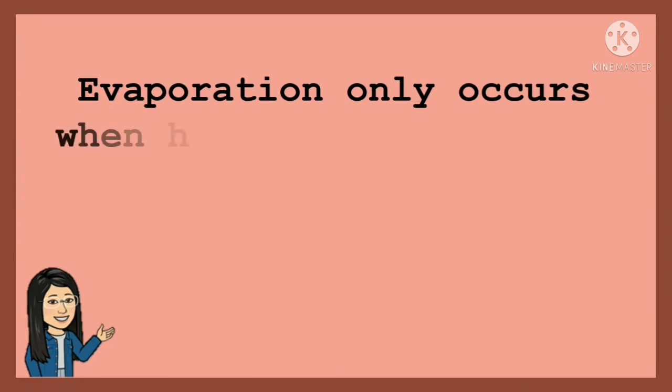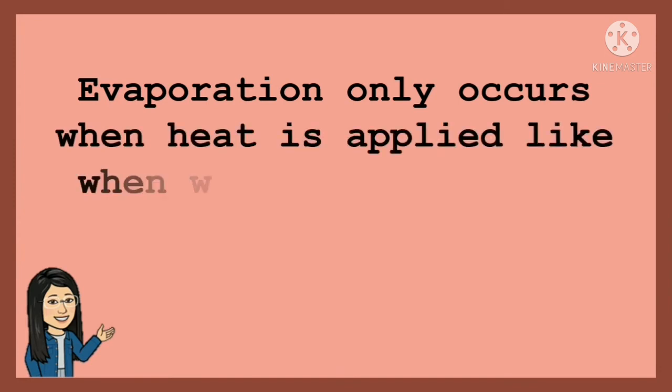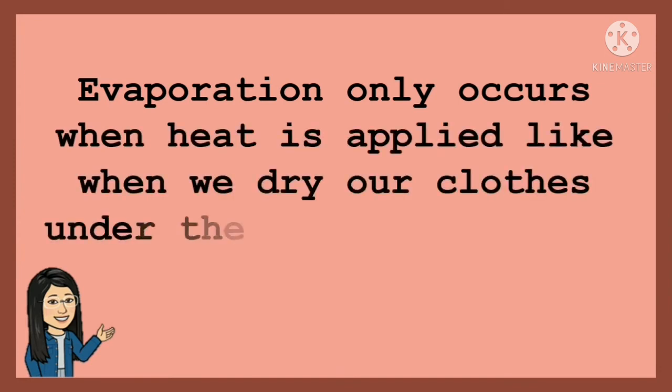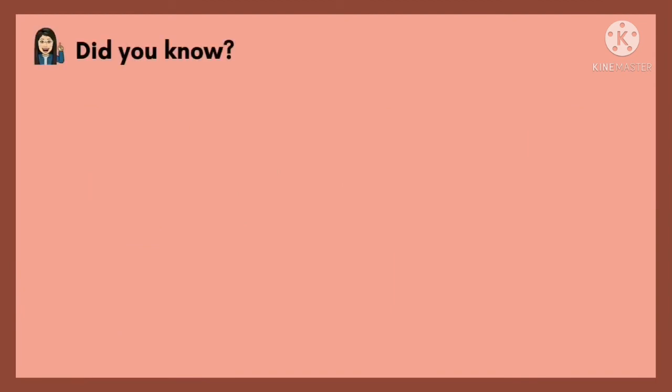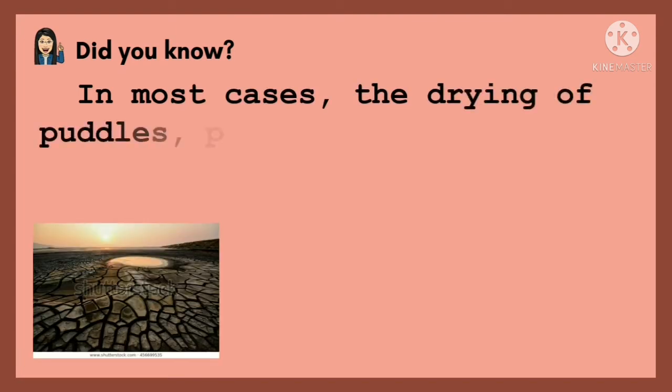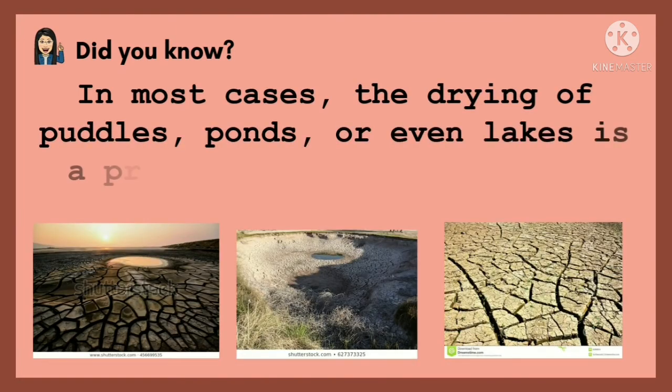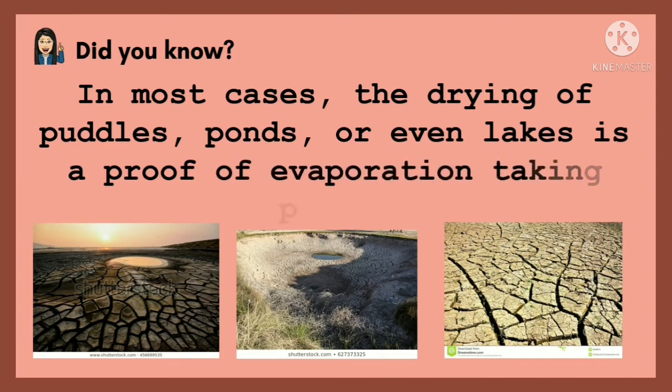Evaporation only occurs when heat is applied, like when we dry our clothes under the heat of the sun. Did you know? In most cases, the drying of puddles, ponds, or even lakes is a proof of evaporation taking place.